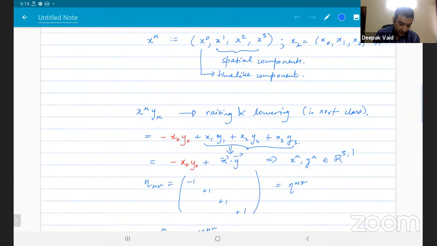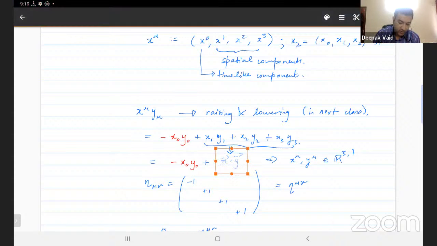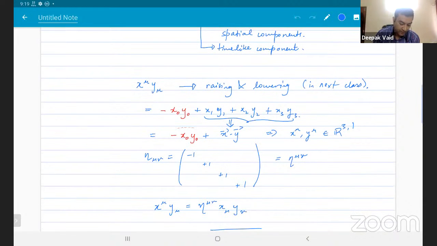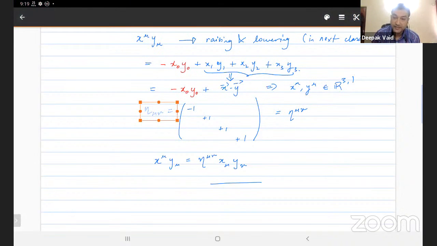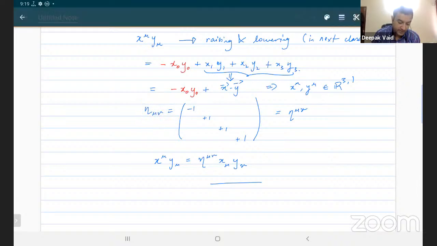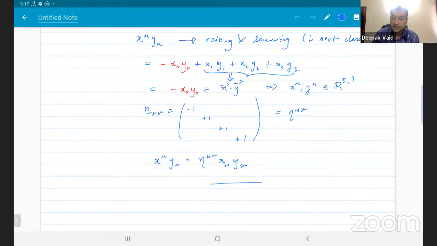And when you do that, what you get is minus x0 y0 plus the dot product of the spatial components, right? So why do you get this minus sign? You get this minus sign because you are in Minkowski space, right? So the same expression can be written using the metric tensor in Minkowski space, which is just a matrix which has one minus component and the other plus components in the diagonal.